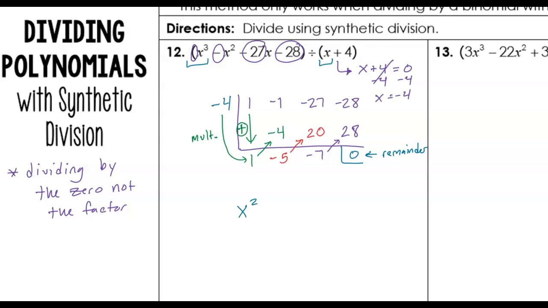And what you do is on that leading term, you place the first number you found, 1. Then my next x is just a plain x, and I place the next number I found, negative 5. And then my next term should be a constant. I just bring down my last number. This is my answer because there was no remainder. And I'm done.